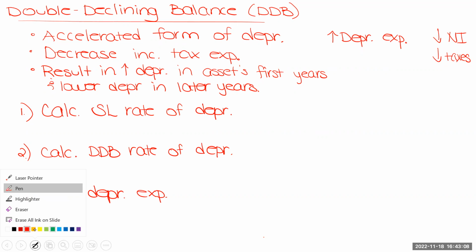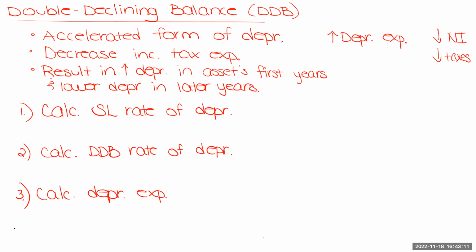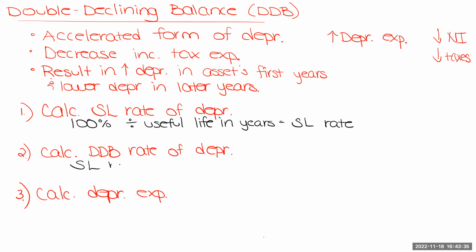All right. So let me give you the formulas. To calculate your straight line rate of depreciation, you take 100%, divide it by the useful life in years. That gives you your straight line rate. Okay, the 100% does not change. Calculate your double declining rate by taking the straight line rate from step 1 and doubling it. That gives you your double declining balance rate. Use that rate to then calculate your depreciation expense.